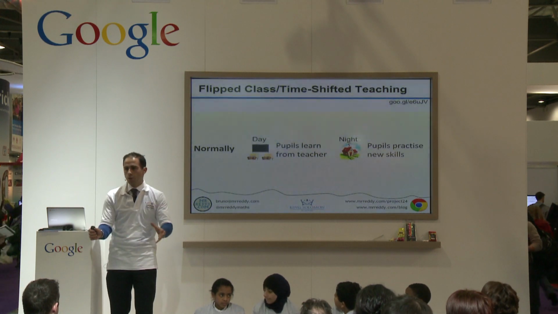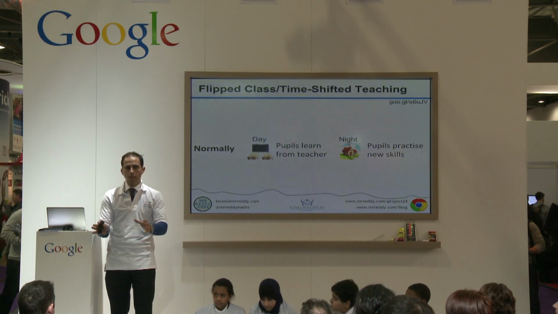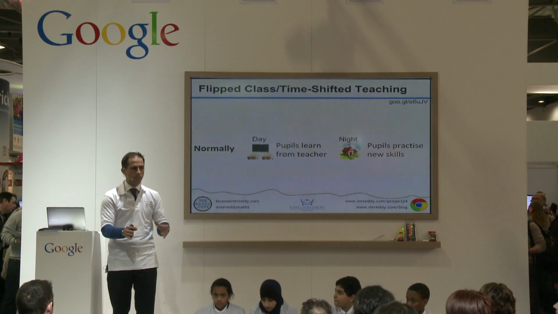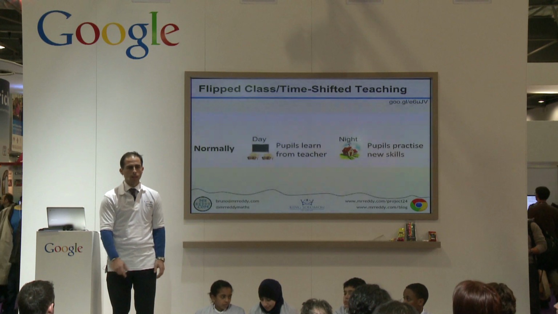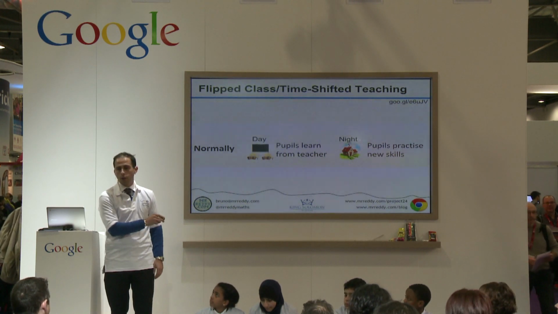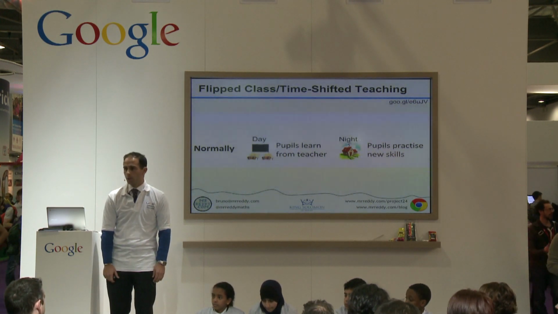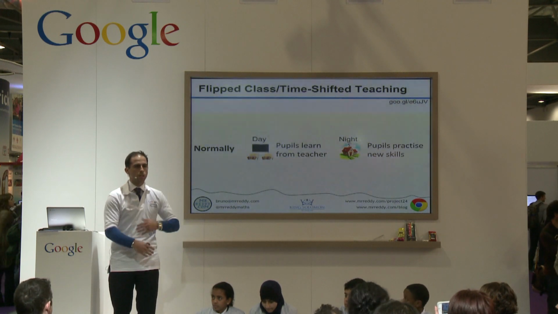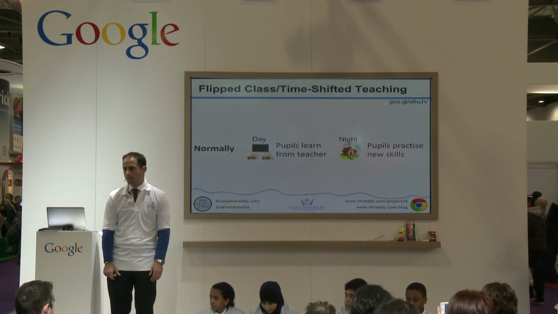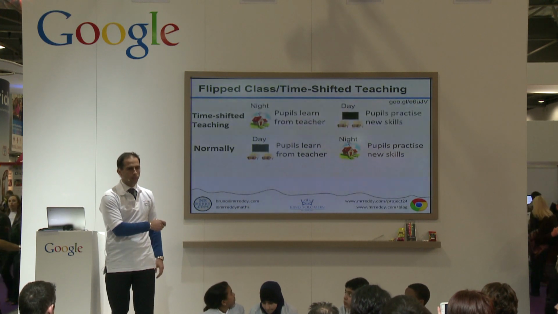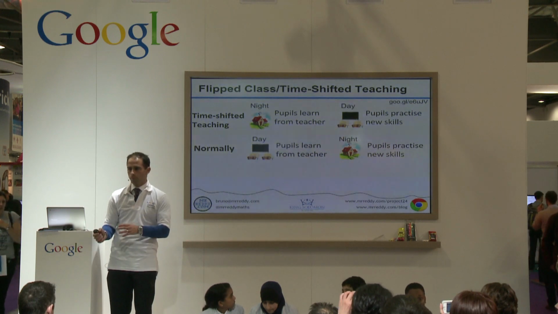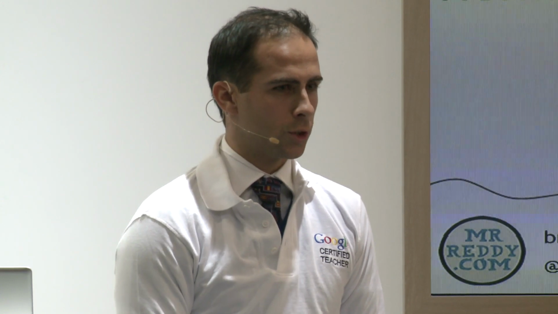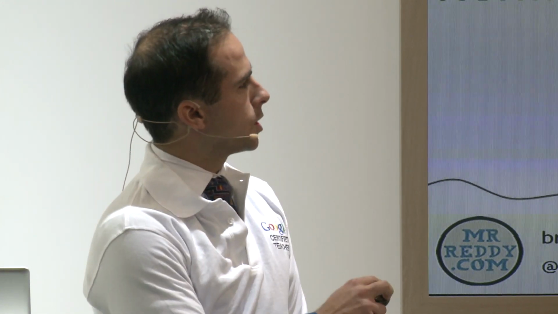So normally in a traditional classroom setting, you would have learning happening in the classroom from the teacher giving some direct instruction on the material for the day. And then in the evenings, they would go home and practice those skills for their homework, a worksheet, something that would reinforce what they've been learning that day. With flipped learning, it's the other way around. The pupils learn from the teacher at home and then come in the next day and practice the skills there in the classroom. And so how do I achieve that?